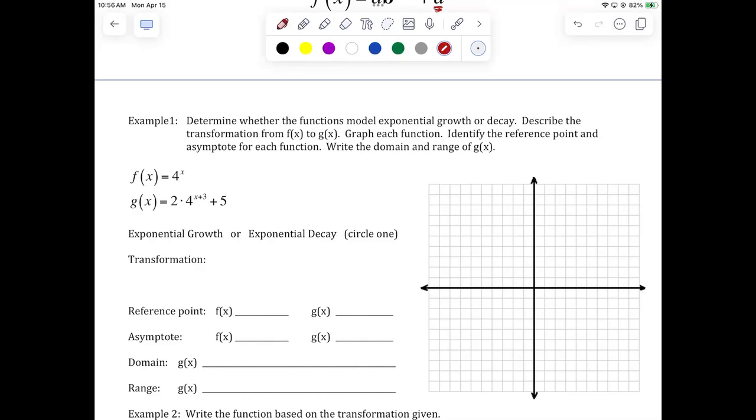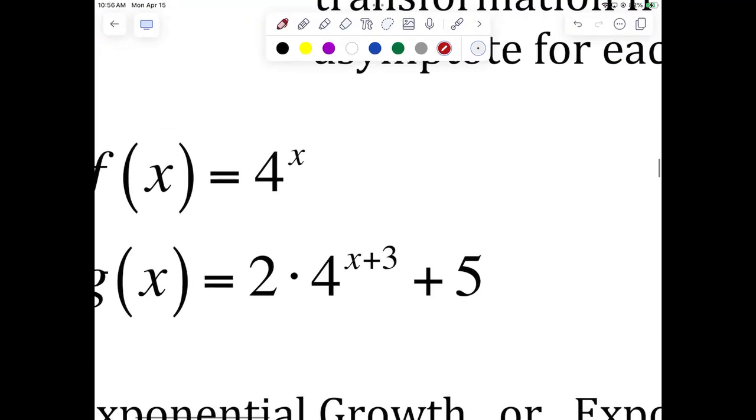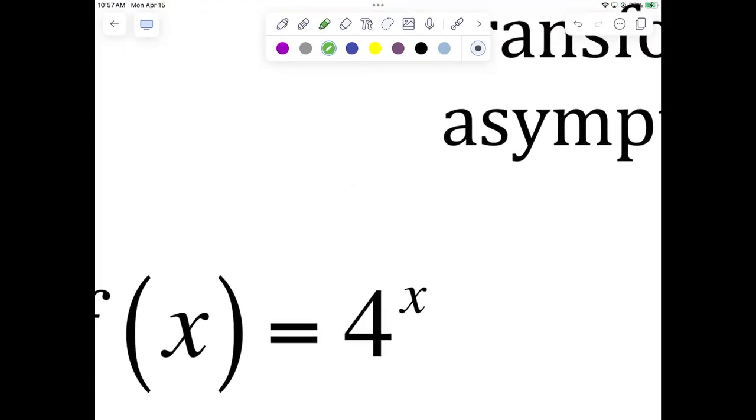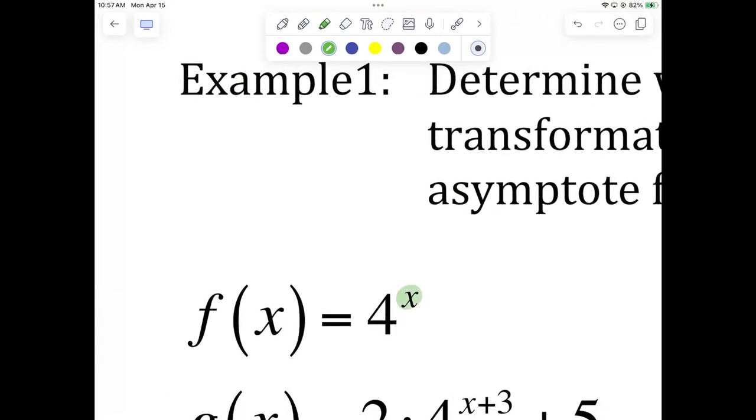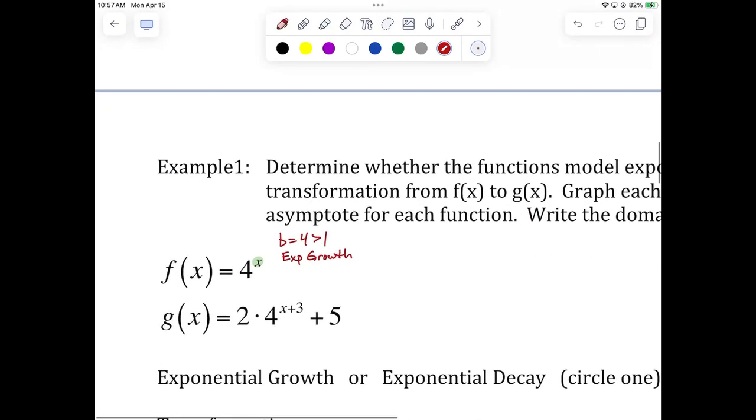Ooh, that's a lot of info, isn't it? Okay. So first of all, the parent function is 4 to the x. Is that exponential growth or decay? First of all, is it exponential? It is, right? We have a variable in the exponent, and we have a numeric base. And because the base is 4 and it's greater than 1, this is exponential growth. Times 4 times 4 times 4 times 4. That's going to get bigger pretty quickly.